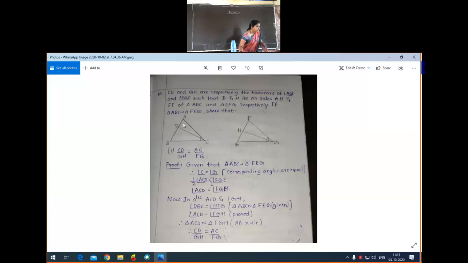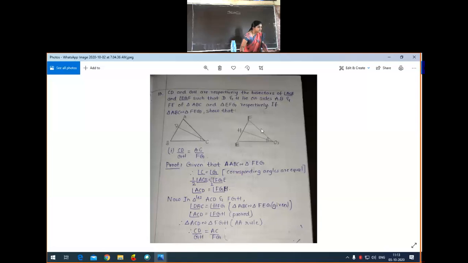Can we say that this angle is equal to this? Yes, because already the big triangle ABC is similar to this triangle FEG. So according to that condition, corresponding angles are equal, in the sense angle A is equal to angle F. That's why angle DAC is equal to angle HFG, because triangle ABC is similar to triangle FEG, given. Now we just showed that angle ACD is equal to angle FGH. Right, we proved in the above part that this angle ACD is equal to FGH.